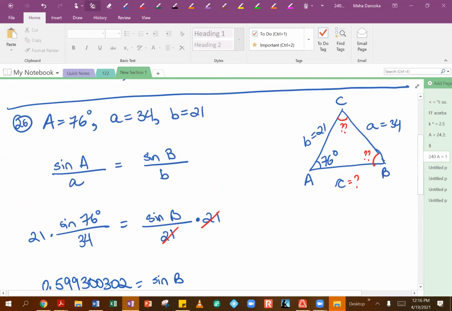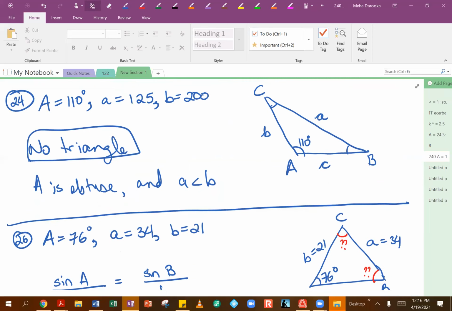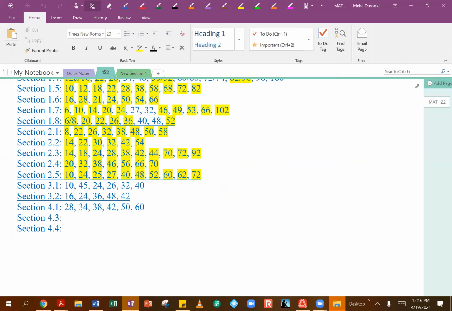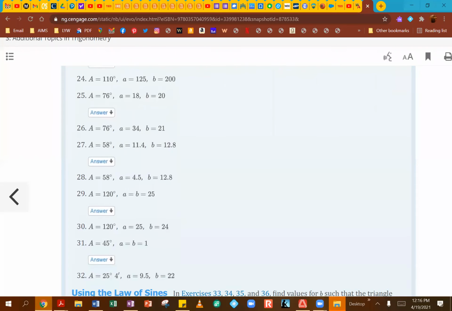Okay, so this was an example of just having one exact triangle, which would satisfy our conditions over here. So you've looked at the 2 cases now, no triangle or one triangle. So for this next example, I actually had it for those 2 cases where you can come up with 2 different answers. So let's look at number 32 over here.